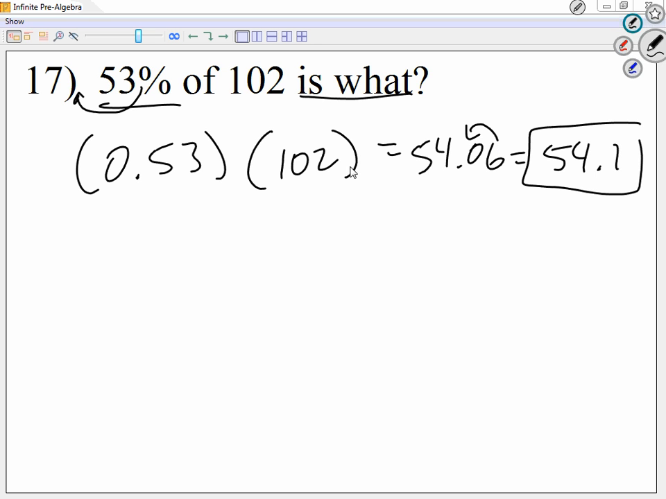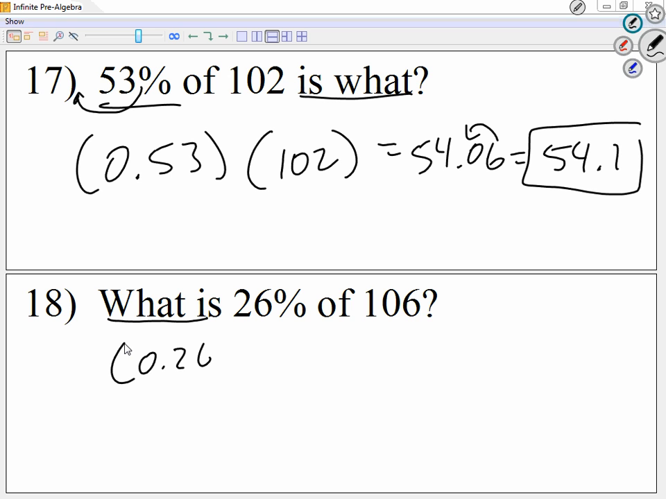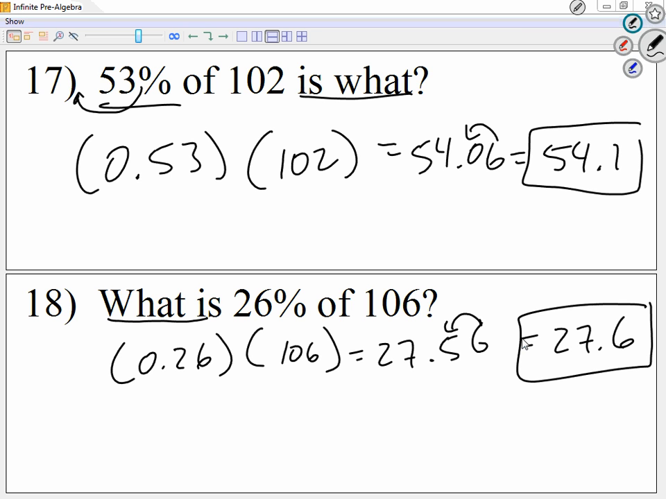So 54.1. When I look at question number 18, once again, I'm asking you guys for the is. So let me go 0.26 times 106. So 0.26 times 106. The calculator says 27.56. So because this 6 is big enough, I'm going to call this 27.6. The 6 was big enough, so I raised it a little bit.